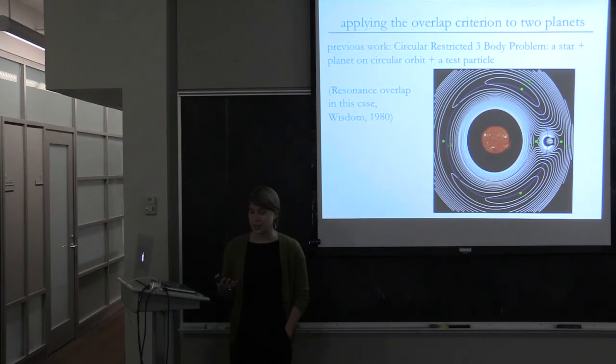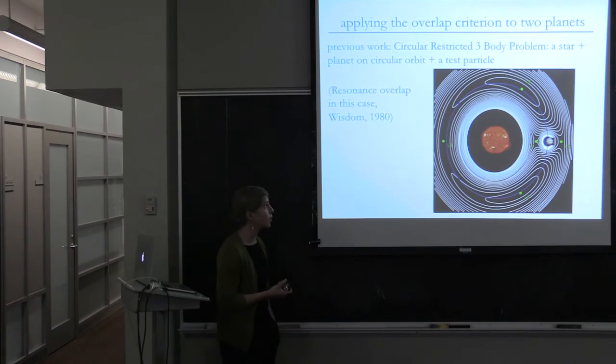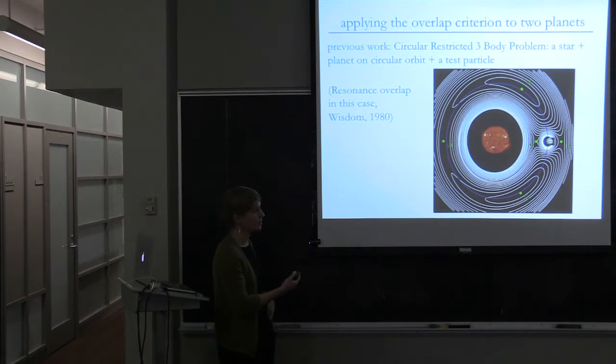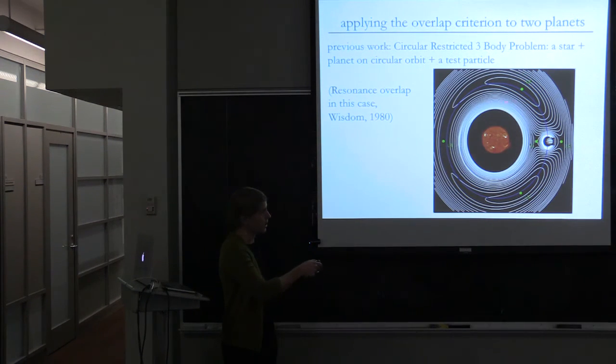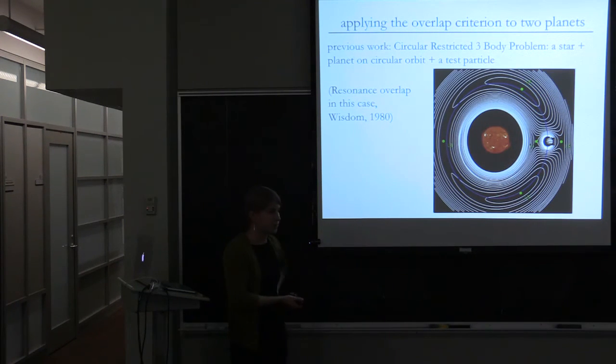We're applying the overlap criterion to a system of 2 planets. This is building off of previous work, which applied the criterion to a star and a planet on a fixed circular orbit, studying the motion of a test particle in this potential. An example would be our sun and Jupiter and an asteroid, and these white curves are, in the rotating frame, contours of the effective potential. And L4 and L5 are where the Trojans lie. These are stable fixed points. So asteroids that start here will stay here stably, 60 degrees ahead or behind Jupiter.